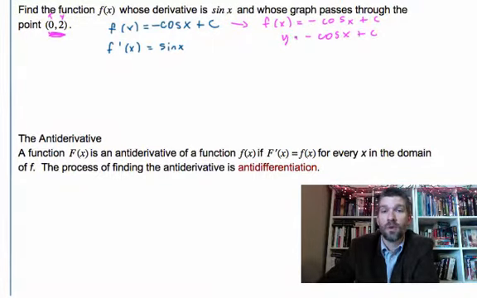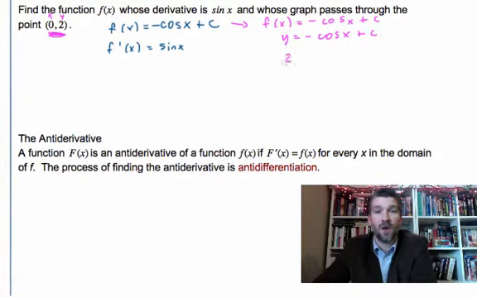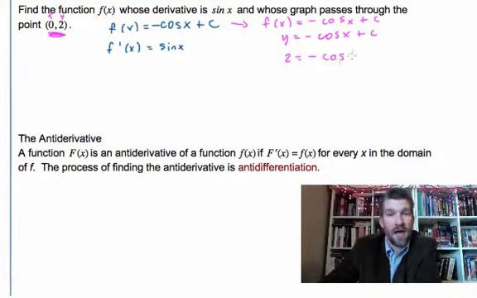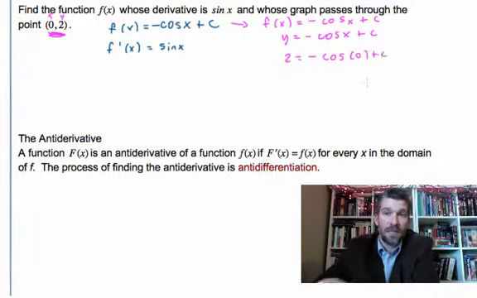And then we're going to use these values where x is equal to 0 and y is equal to 2, and plug them into our equation. When we do that, we solve for c. So we have f of x equals negative cosine x plus c, and we substitute in 2 for y and 0 for x. So go ahead and fill in those things and then solve this for c.